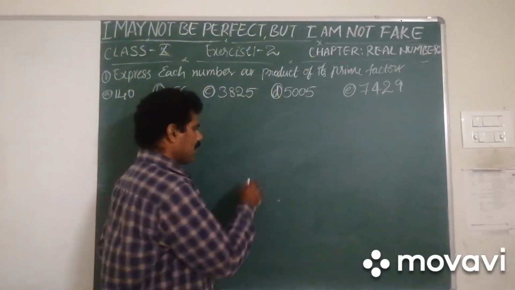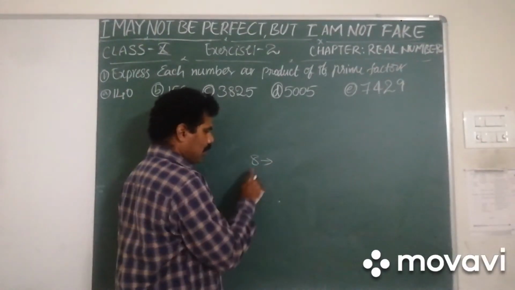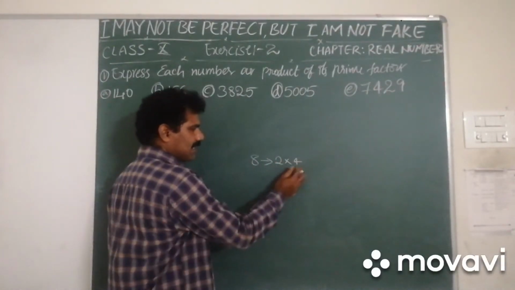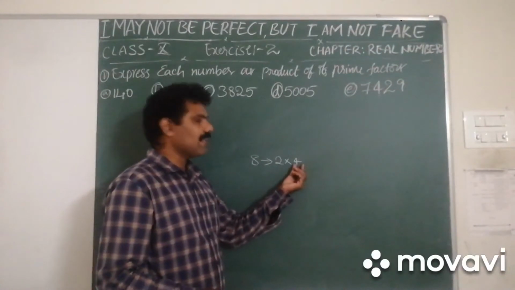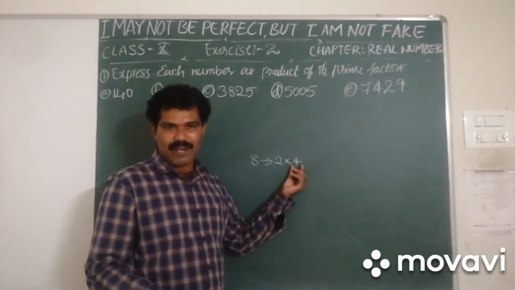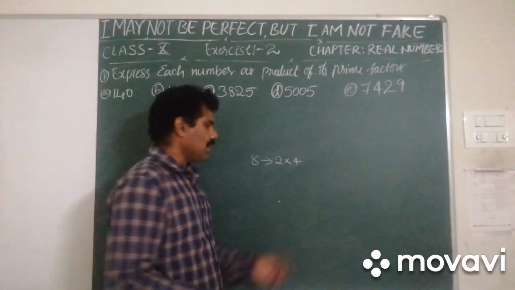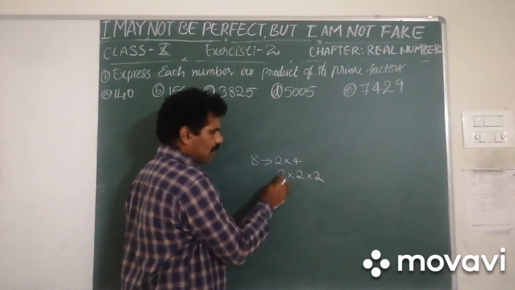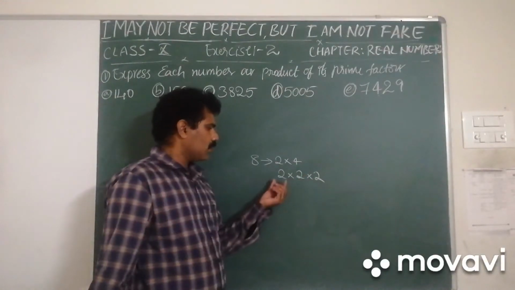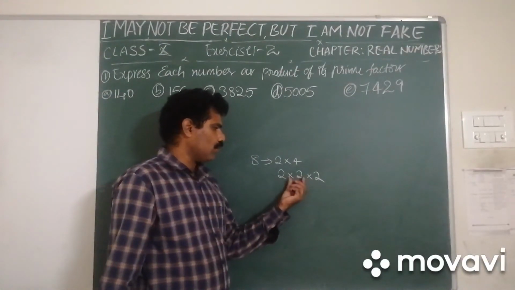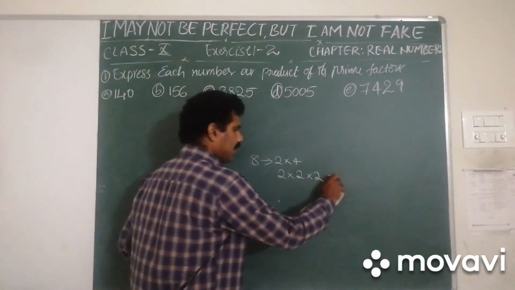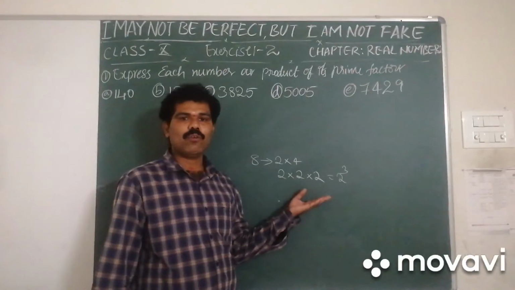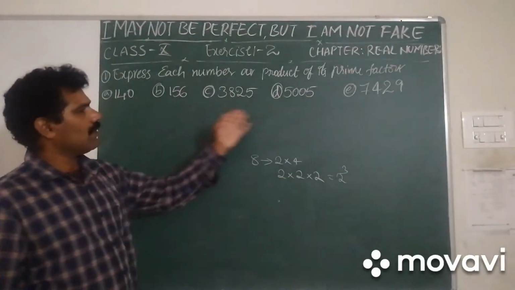For example, if there is the composite number 8, it can be represented as 2 into 4, isn't it? But here 4 is a composite number, so it has to be written again in terms of a product of prime factors. 2 is a prime factor of 4, so finally I can write 2 into 2 into 2. The 2 I have written as it is, and 4 can be written as 2 into 2. If I multiply 2 into 2 is 4, 4 into 2 is 8. Or I can even write this as 2 to the power of 3. This is prime factorization, and now we are going to apply the same to the given problem.